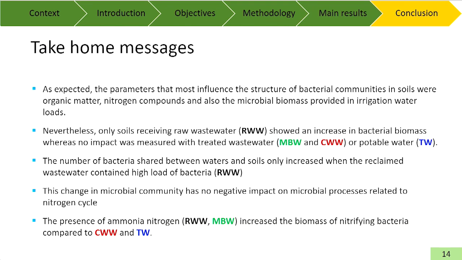So in conclusion, as expected, the parameters that most influenced the structure of the bacterial community in soil were organic matter and nitrogen compounds, and also the microbial biomass provided in irrigation water. Nevertheless, only soil receiving raw wastewater showed an increased bacterial biomass, whereas no impact was measured with treated wastewater or potable water.